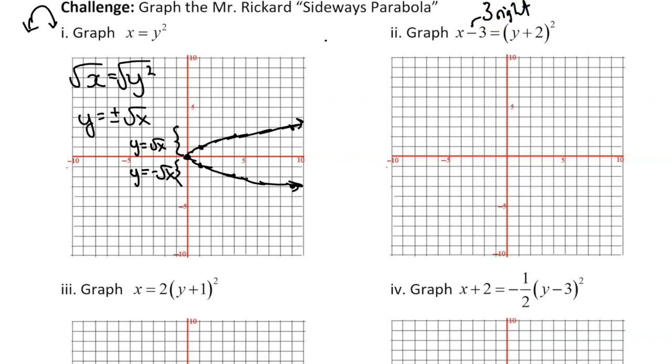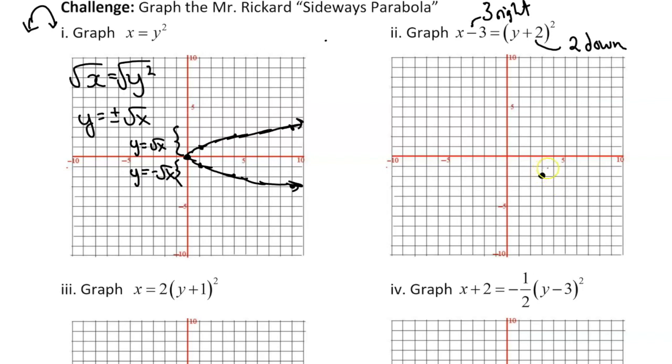And if y has been directly replaced with y plus 2, then that would be something that would be 2 units down. And if you wanted to put that all together, you could say, well, we were going to go 3 to the right, 2 down, and this would be our beginning point right here. And from there, you would have the exact same parabola as what you had in our first example.